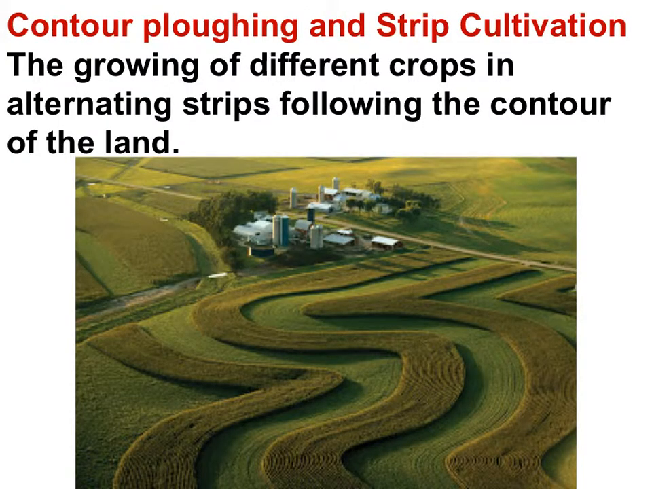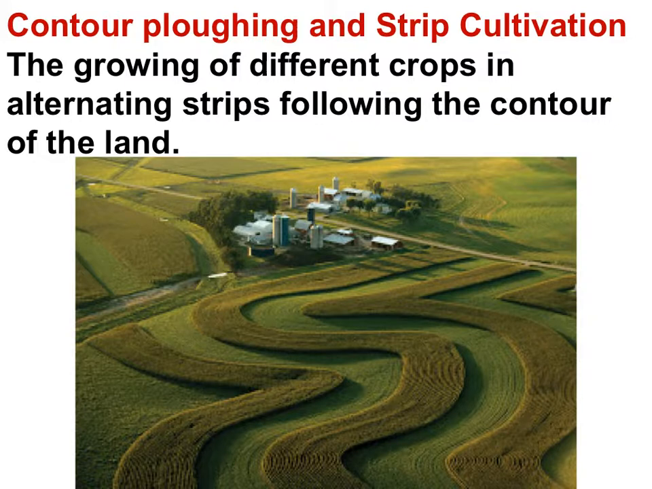Here is a photograph taken from the air of contour plowing and strip cultivation together. The cultivation follows the contour of the land in addition to growing different crops in alternating strips or rows. The contour plowing reduces erosion, and the different species increase the diversity of the farm. Strip cultivation reduces soil nutrient depletion.